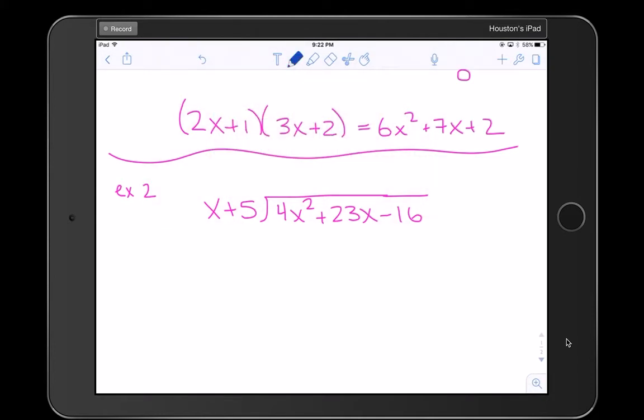So we're trying to cancel the 4x squared. So we have to look at the x all the way out front. So what times x gives me a 4x squared? And that's 4x. So what do we do with the 4x? We're going to multiply by the x plus 5. We're going to distribute that. So we get 4x squared and 20x.